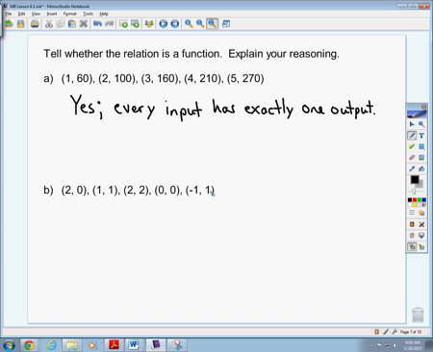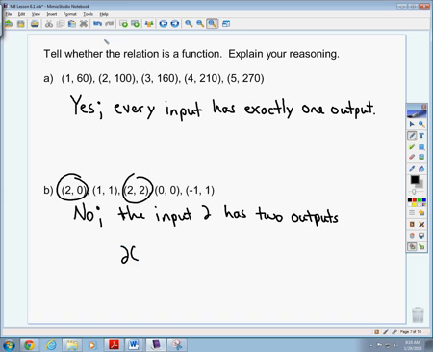So we'd say here, no, and then you just explain. You could say the input 2 has 2 outputs, or you could say not every input has exactly 1 output. You could just show me that 2 goes to 0 and 2 goes to 2. But somehow you want to just tell why it's not a function. Nothing wrong with it again. It's still a relation. It's just not a function.